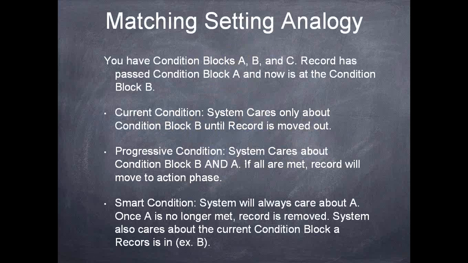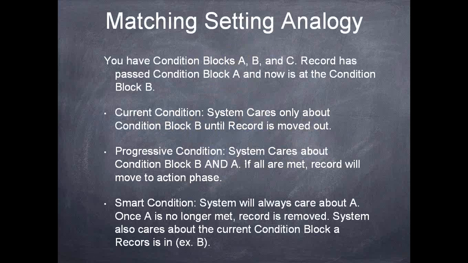So first, we have your current condition matching setting. This setting only looks at the current condition block a record is in. If the record meets the criteria for the condition block, then they will be moved through the workflow. So if a record is in condition block B and they meet the criteria for that condition block, they will be moved to the next condition block. Once they get to condition block C, now the system only cares about condition block C.